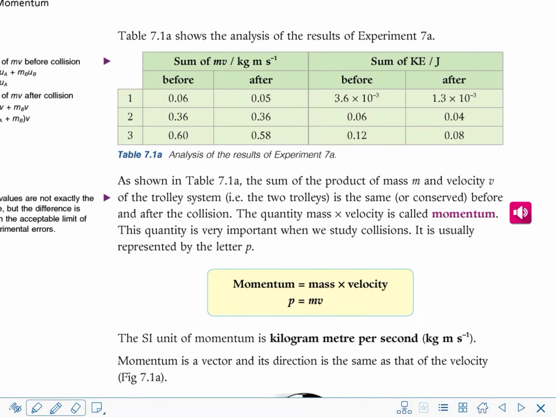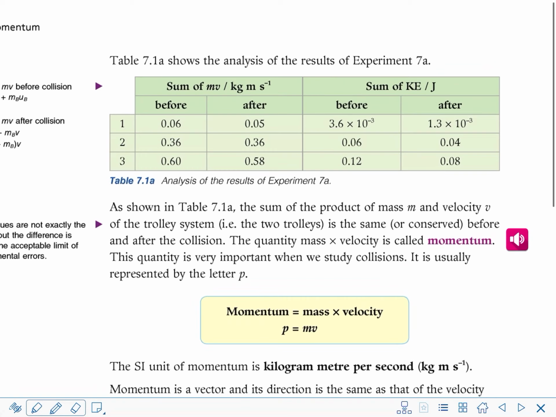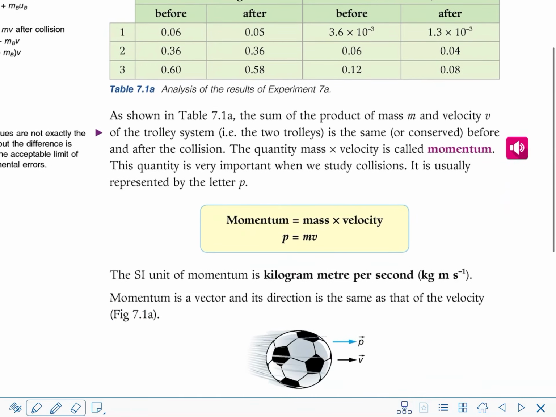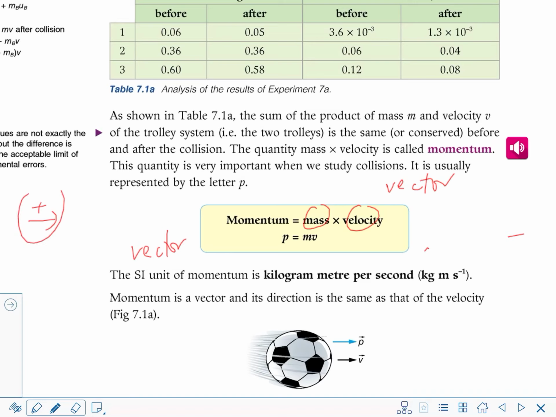Okay, we go further. For the experiment, we can show that the total momentum is conserved. And what is momentum? Momentum is the product of mass and velocity. Velocity is a vector, so momentum will also be a vector. That means we have direction.